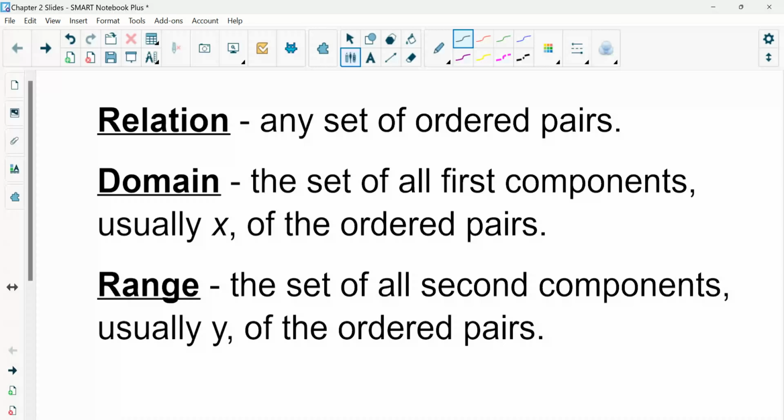So again, anytime we have any set of ordered pairs, just a relation, the domain is going to be our first components, or usually the x's. Range is the second components of the ordered pair, which is usually the y.